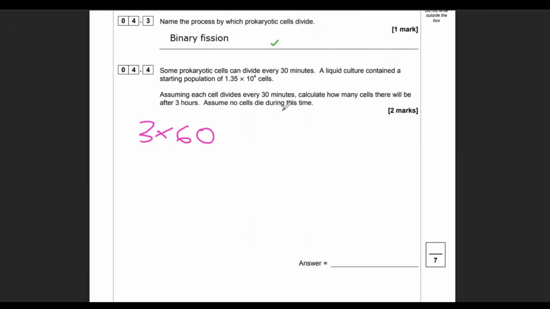Oh, by the way, why don't you pause the video and have a little go at this one? This one I think is slightly easier than the normal one. So we've got 180 minutes, but they divide every 30 minutes. So 180 over 30 is 6. We have a total of 6 divisions. So we want to multiply it by 6 times. So we want to do 1.35 times 10 to the 4, and we want to double that 6 times, right?